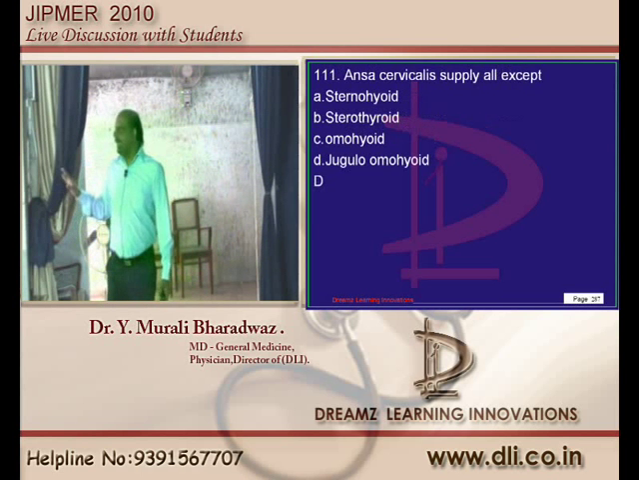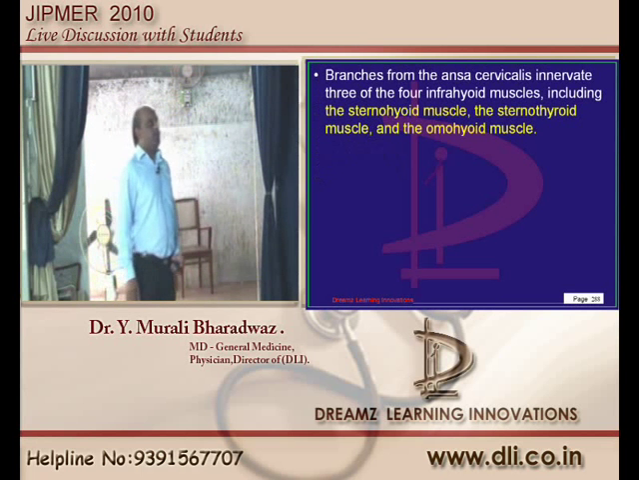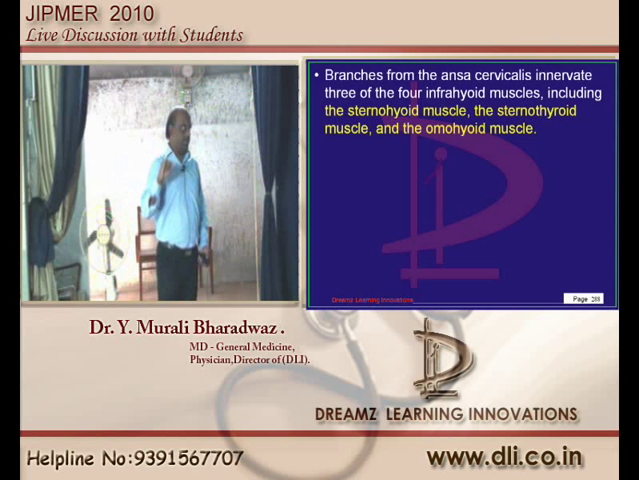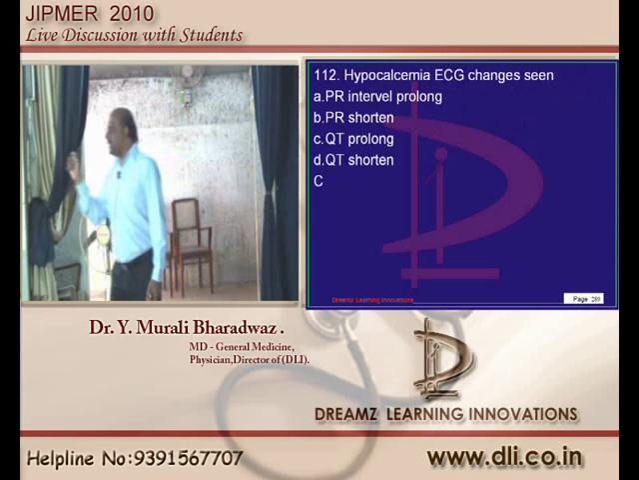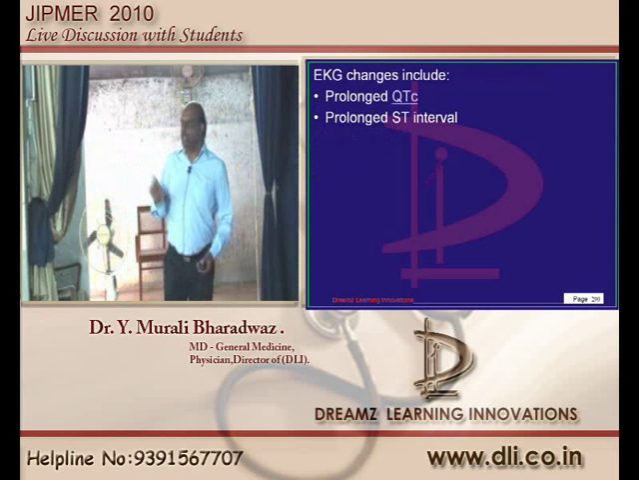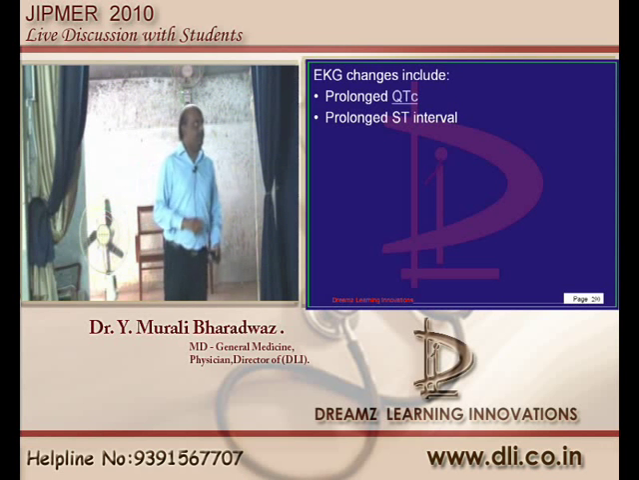Then ansa cervicalis, many times we discussed in our full scale mock tests. So all the four infrahyoid muscles, sternohyoid, sternothyroid, omohyoid, they are all innervated by the ansa cervicalis, is what needs to be remembered. In hypocalcemia, what is an important ECG change? QTc becomes prolonged, ST interval becomes prolonged. They are the important changes which we see with hypocalcemia.